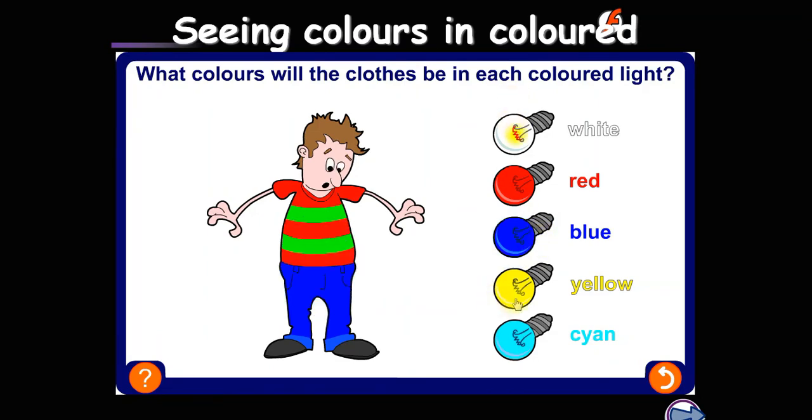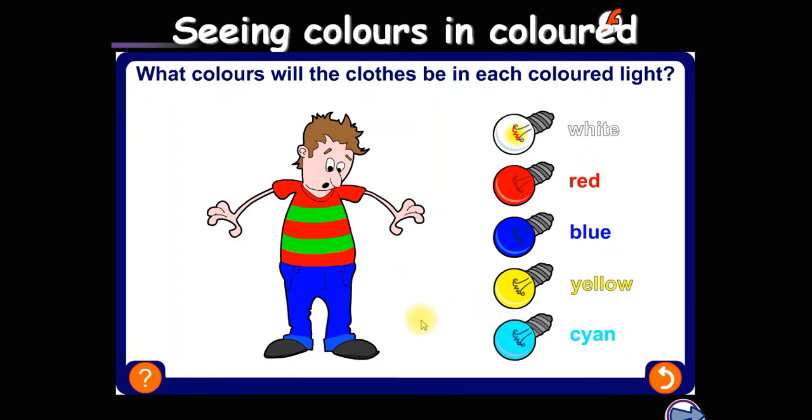Now for the yellow light, remember yellow is a combination of two colored lights, red and green. So we expect the green here to appear green in a yellow light, the blue trouser to appear black, and we expect the red here to appear red because it's a component color of yellow. So the blue trouser appears black because it absorbs yellow and reflects nothing.